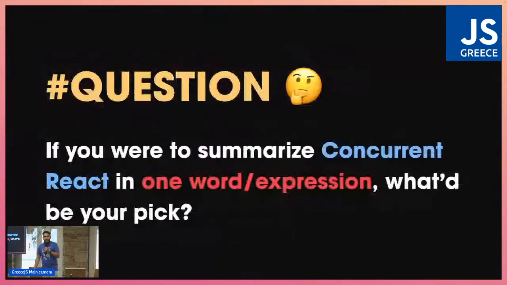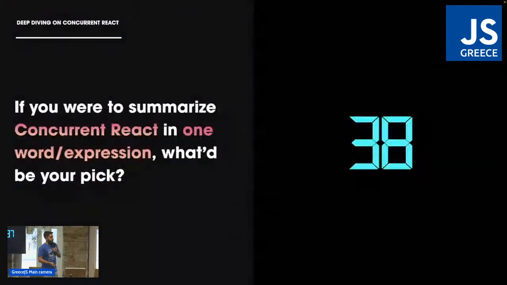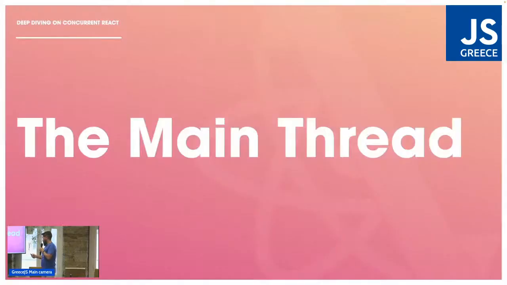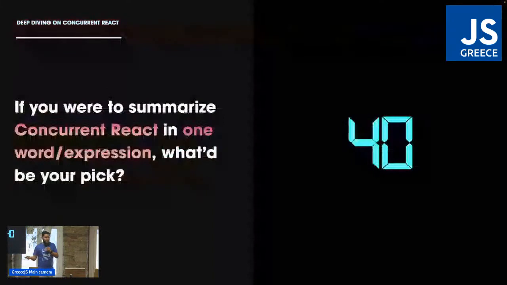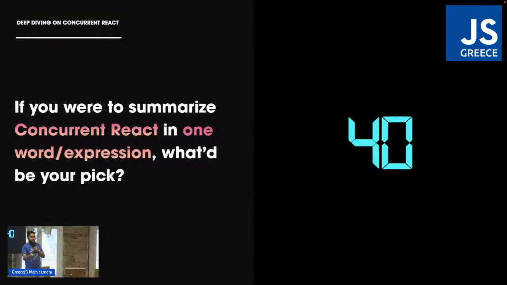I'd like to propose a small exercise before we move forward. If you had to summarize Concurrent React in one word or expression, whatever, what would you say? For example, if I had to summarize fibers in React, I would say they're pretty much units of work that React uses internally. So, 40 seconds. I want to hear from you. Concurrent React, random thoughts. Not everyone at once, of course.